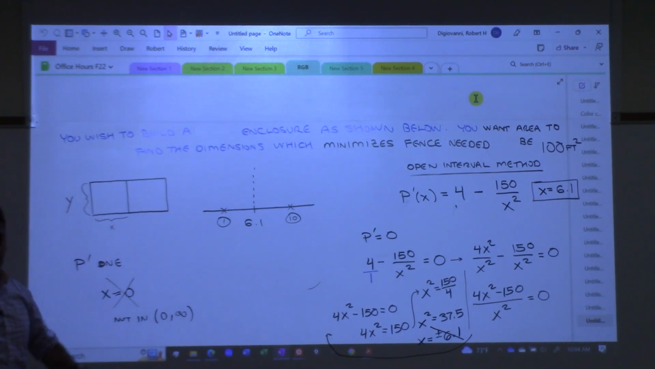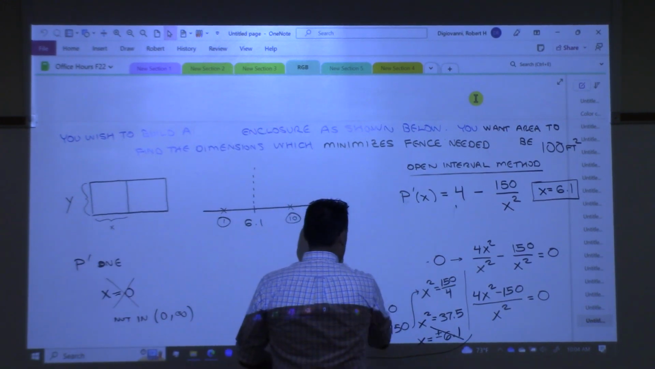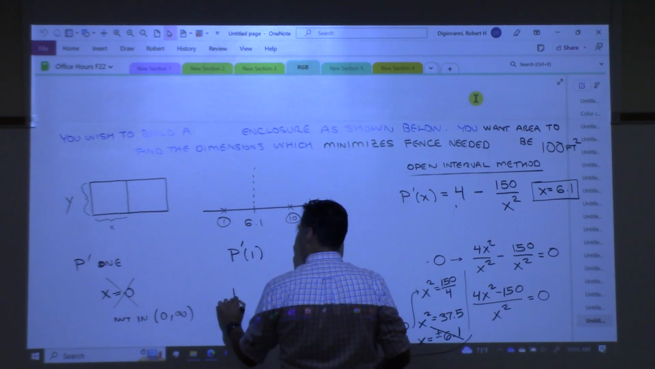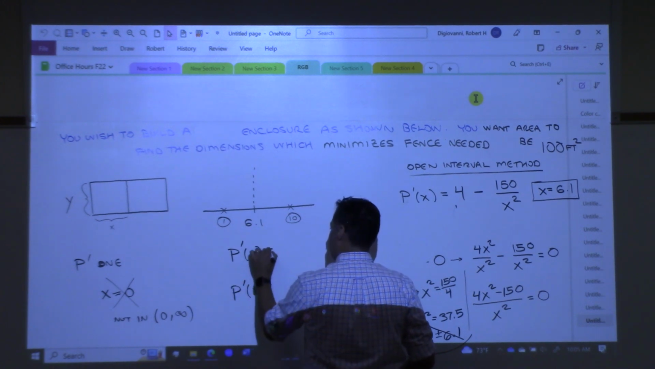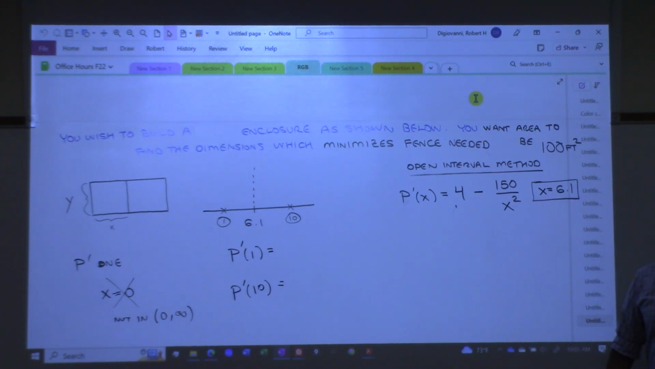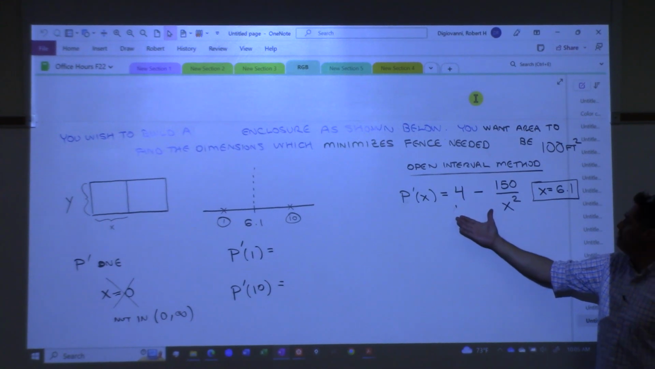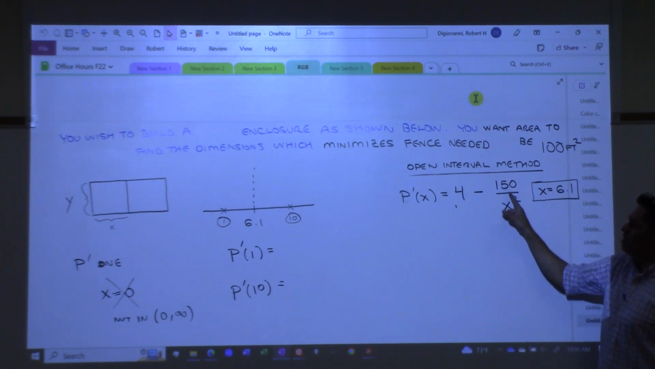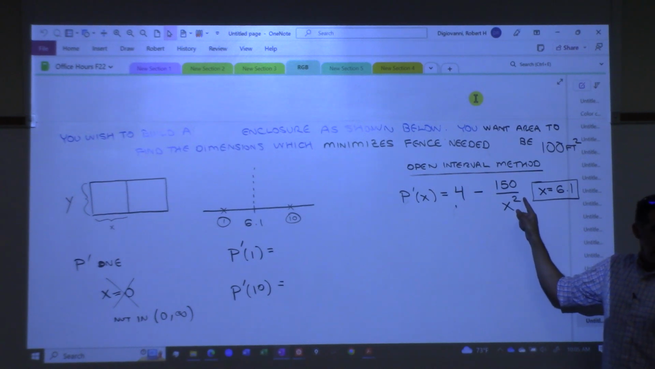Where are those test points getting plugged into? The derivative, right? So what I'm going to do now is take the derivative, p prime, and plug in 1, and then p prime, and plug in 10. And I'm going to see whether I get a positive or a negative answer. So here's your derivative right here. Let's plug 1 into this. What's 150 divided by 1 squared? It's just still 150, right? What's 4 take away 150? Negative, right? That's a negative number.